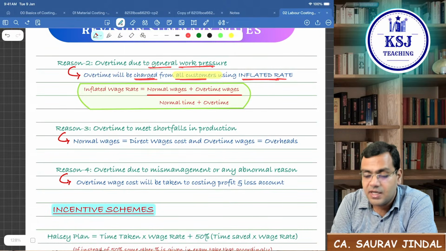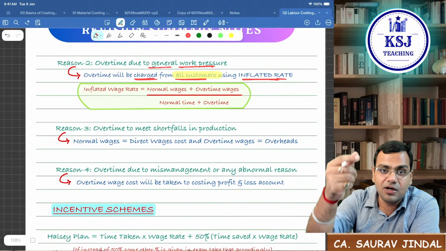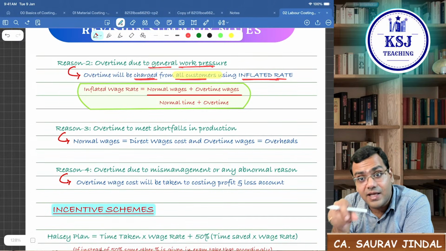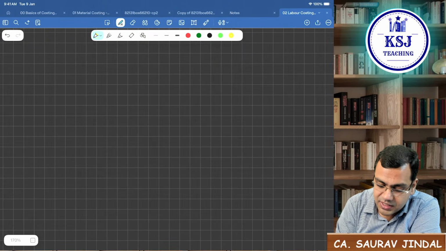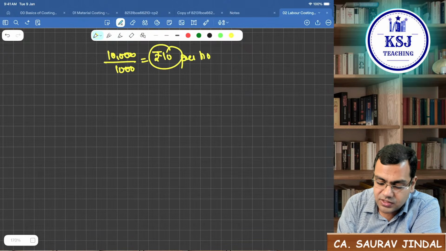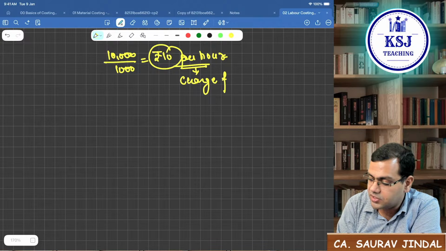Inflated rate means, earlier how we have calculated the labor cost per hour, we say total labor cost divided by effective hours. In that, now I will add my overtime cost also. Earlier, under the normal circumstances, my labor cost is 10,000 for 1000 hours. So I will say rupees 10 per hour I will charge from all customers.